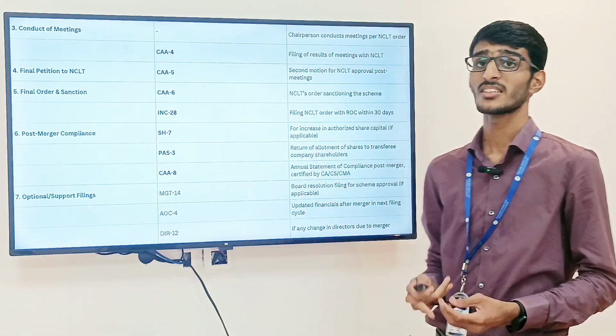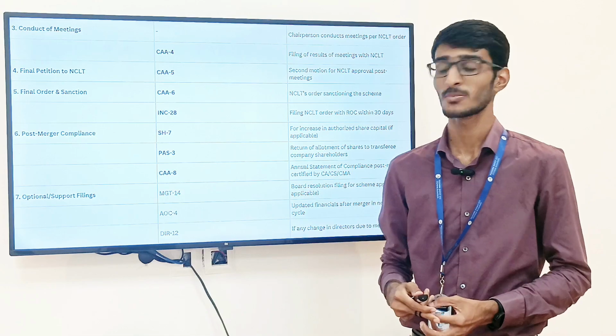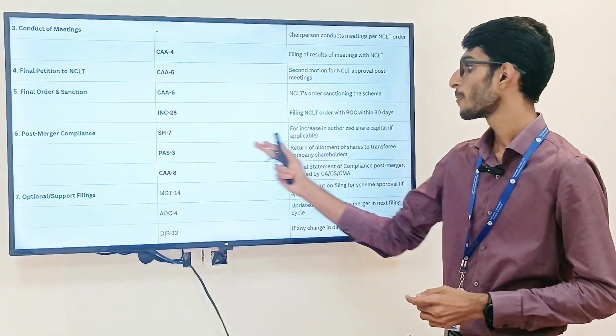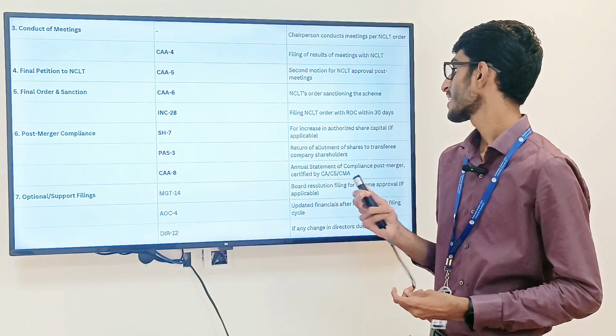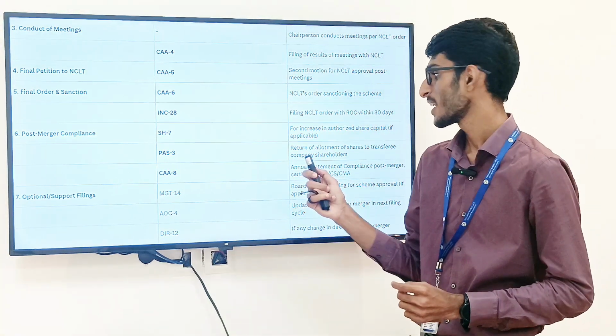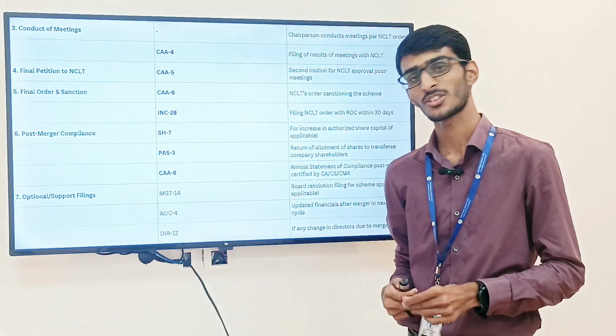So in case there is an increase in the authorized share capital because of this merger, then form SH 7 needs to be filed. Then a form PAS 3 needs to be filed in case of return of allotment of shares to the transferee company holders. And a form CA8 is an annual statement of compliance post the merger.